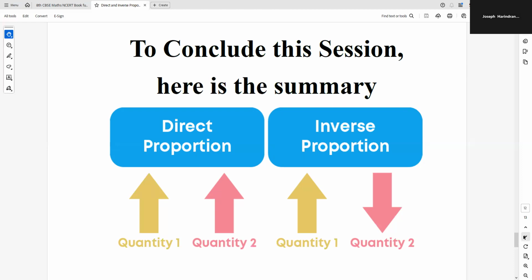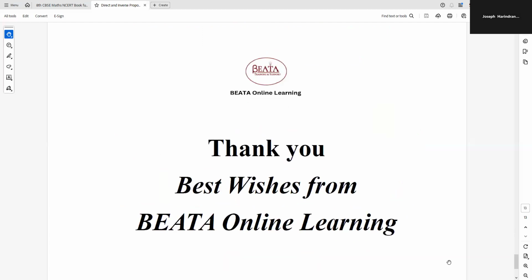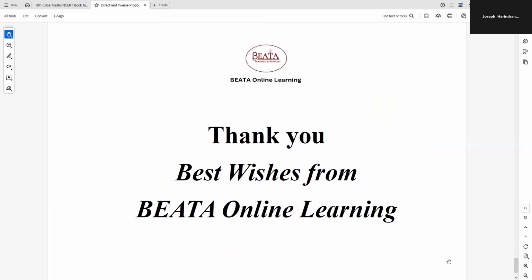You try to solve a few questions in exercise 11.1 and 11.2. Exercise 11.1 is based on direct proportion. And exercise 11.2 is based on inverse proportion. Okay, that's it. So this is what we saw. In this session, we saw direct and inverse proportion and their applications to practical situations, practical problems.